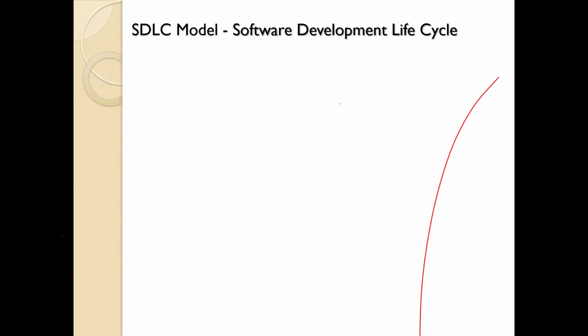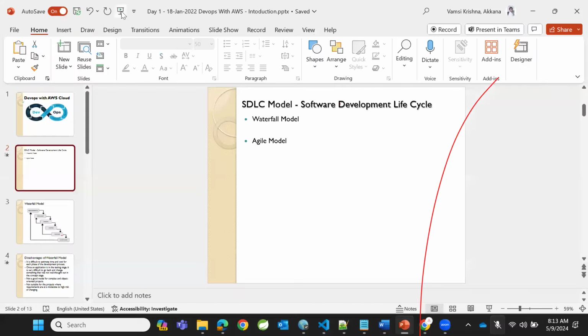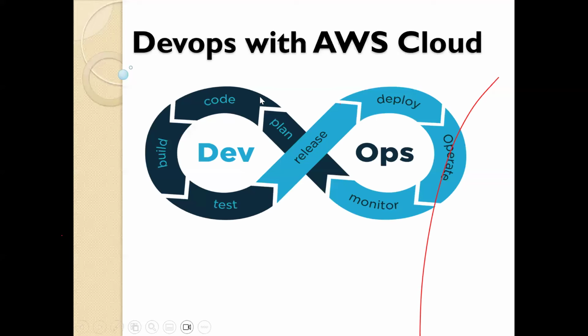So what I'm particularly saying is, if we want to understand the meaning of DevOps, we should understand what the waterfall model is and what the agile model is that we are using today. Today we are all following agile methodology. So let's go ahead and understand what this waterfall model is.